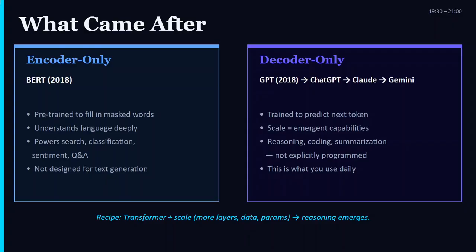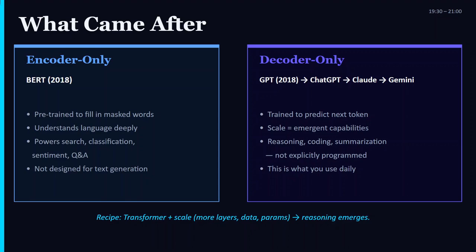In encoder only models, for example BERT, we use only the encoder part. It is trained to understand language. So it is pre-trained to fill in masked words. It is great for classification, search, and understanding tasks. While decoder-only models use only the decoder part, they are trained to predict the next token. This is what powers LLMs like ChatGPT, Claude, Gemini to generate the next word repeatedly and give you long outputs.